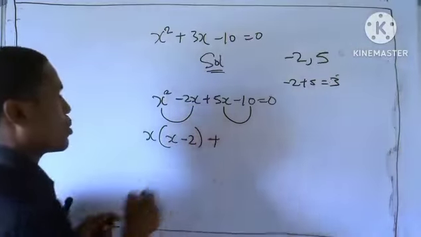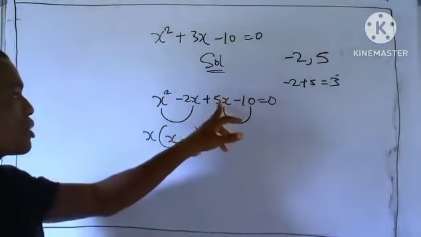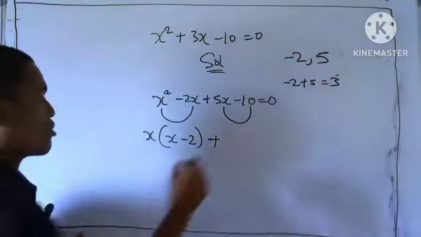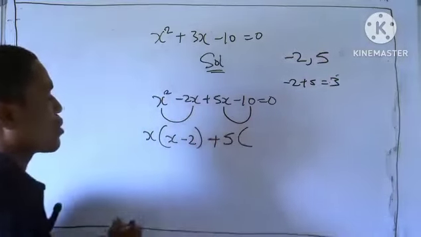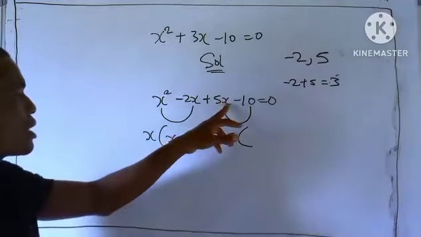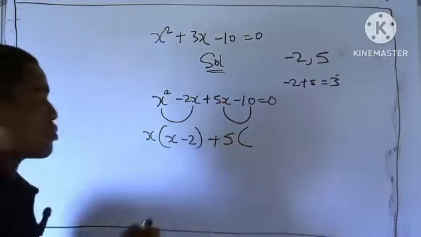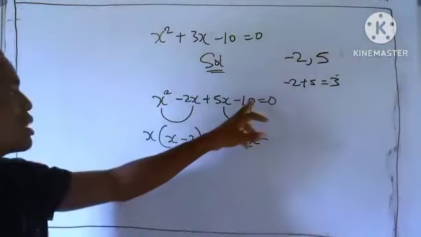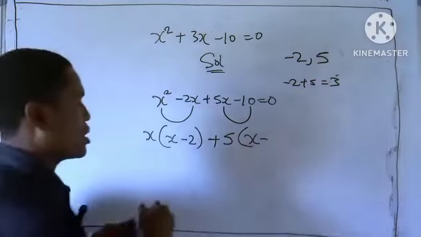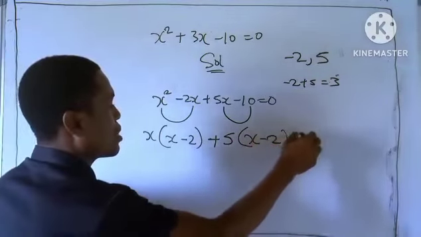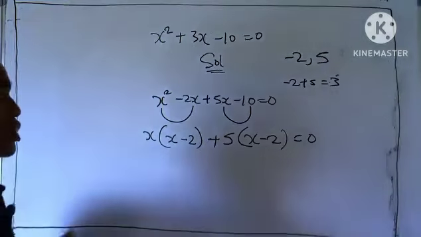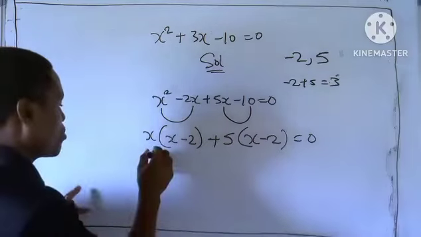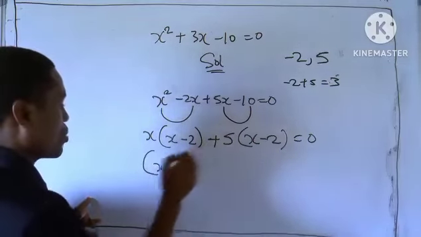Let's come to the second one, plus, what can we factor out from 5x and minus 10? We can factor out 5, isn't it? So 5x divided by 5 will remain only x, right? Minus 10 divided by 5 is 2. Everything equal to 0. Are you getting it? So we have x plus 5 outside, right? So let's put them in a bracket, x plus 5.